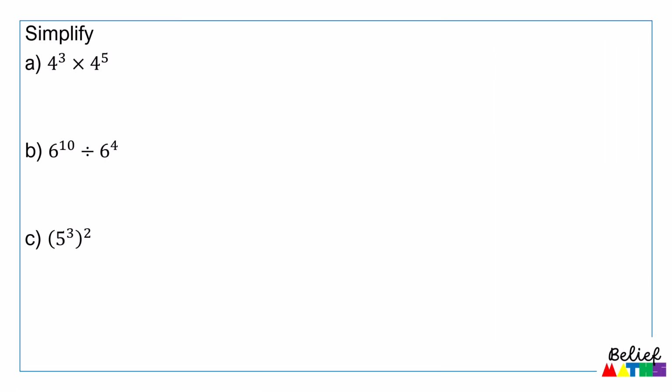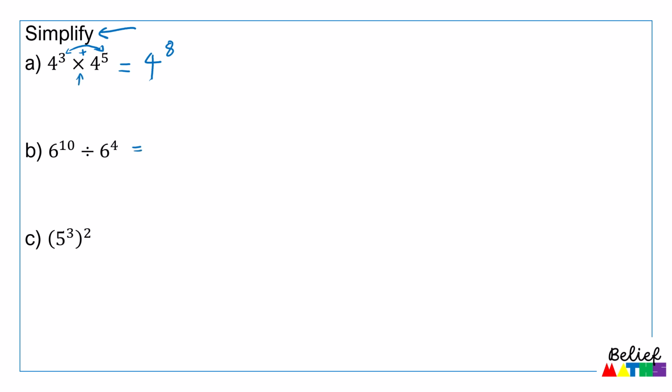So in these first few questions, we're asked to simplify some indices. Now to simplify just means to write it as a single power. So in this case, we're going to try and write it as 4 to the power of something. What we're going to do is look at these two powers here and add those together. So 3 plus 5 gives us 8. So the answer to that first one is 4 to the 8 because we've multiplied those two.